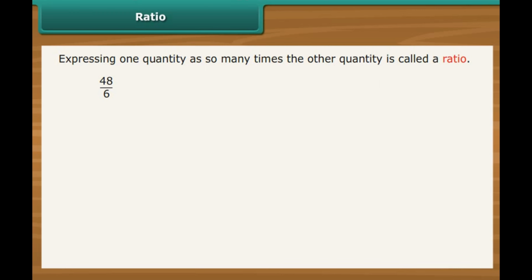48 divided by 6 is 8 divided by 1. 8 divided by 1 can also be written as 8:1. Colon is the symbol used to denote ratio.